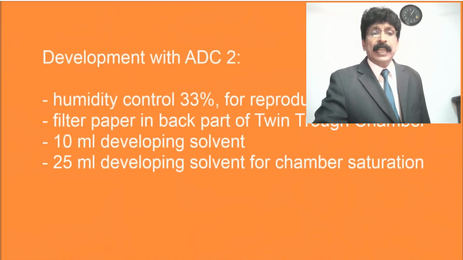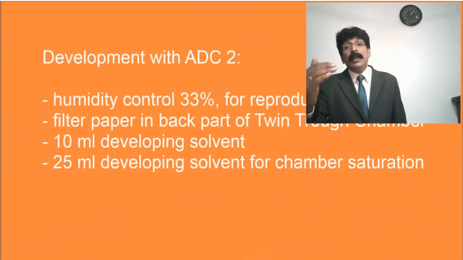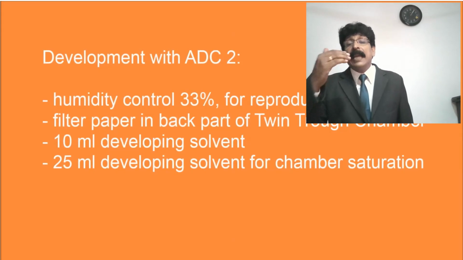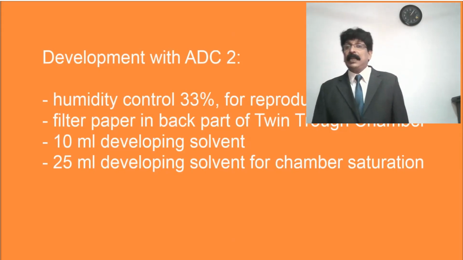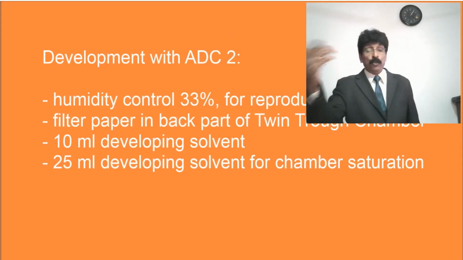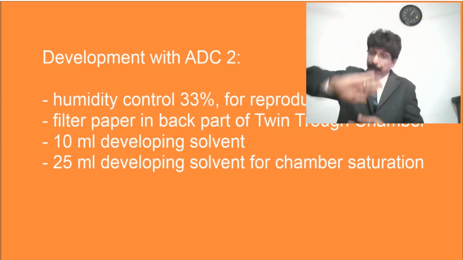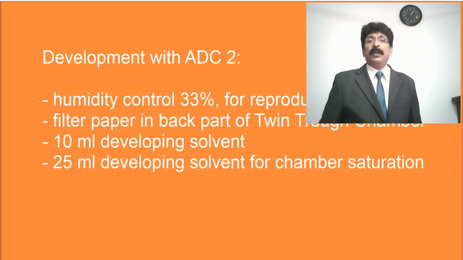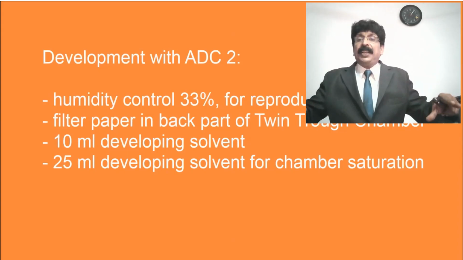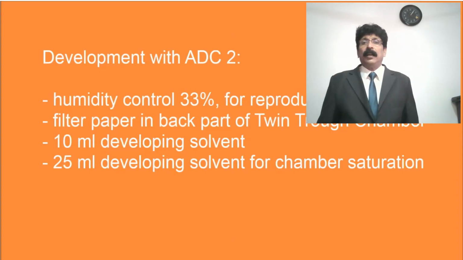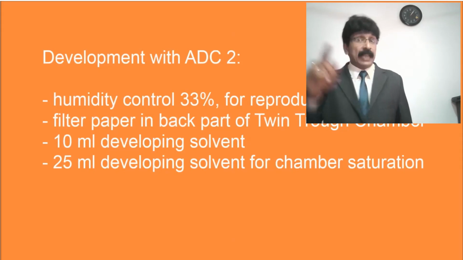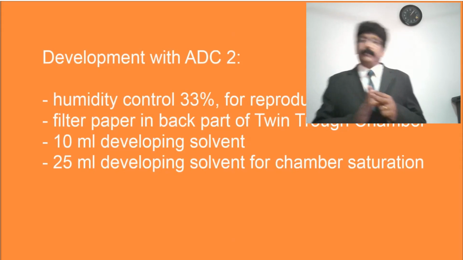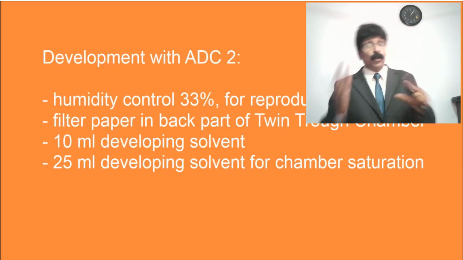So you can see now, development in the automatic development chamber 2. You have to control the humidity, at 33 degrees centigrade, for reproducibility, and filter paper should be kept at the back of the chamber for getting saturation, preconditioning. The twin trough we are using takes 10 ml of developing solvent and 25 ml of solvent for chamber saturation.